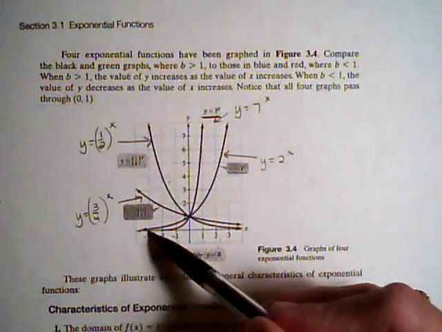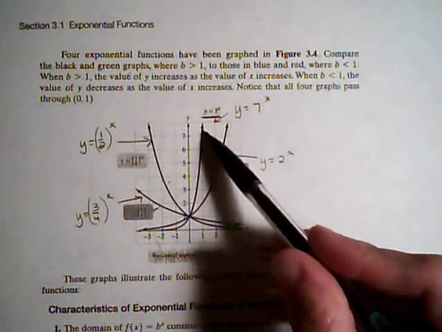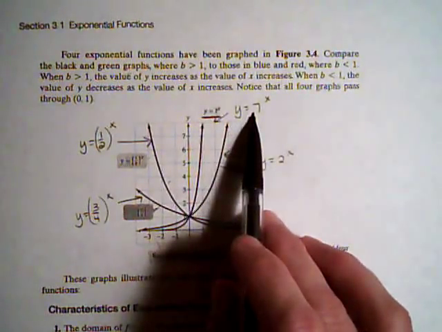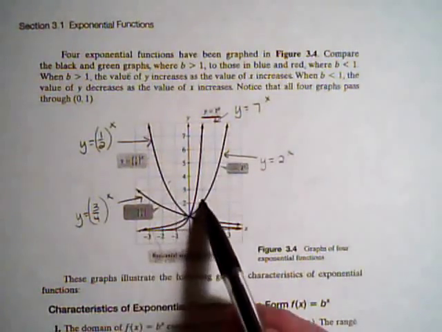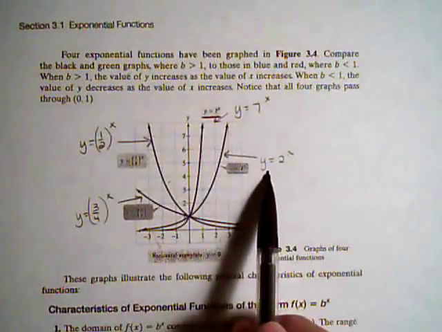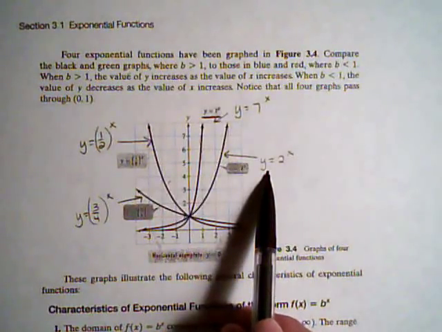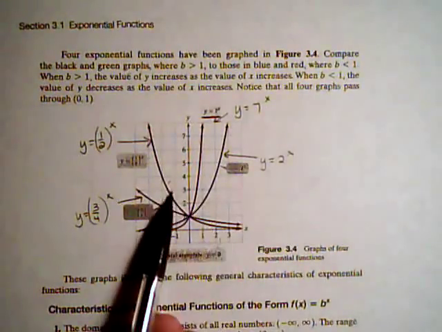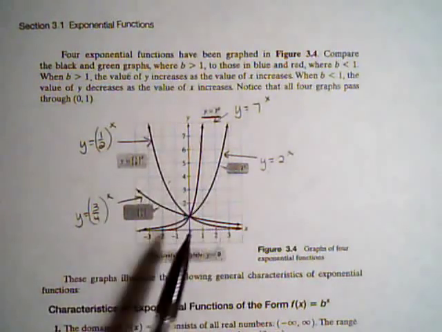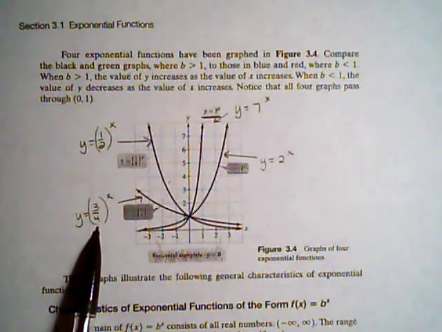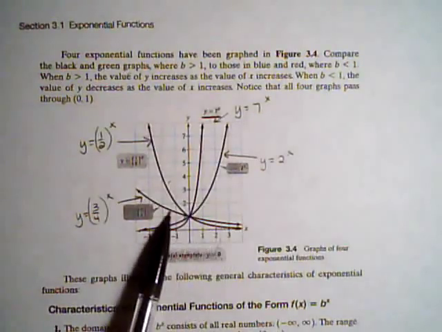This one that is the most steep here, rising to the right, is y equals 7 to the x power. And then this graph is y equals 2 to the x power, which is what we did on the previous worksheet. And then over here we see y equals 1/2 to the x power, which we've also graphed. And then y equals 3/4 to the x power is here.